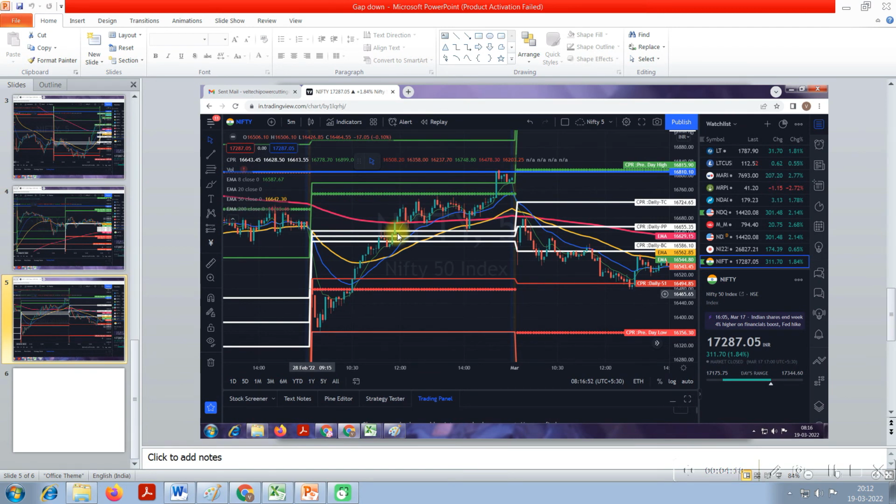It has the highest probability. Whenever the market opens with a gap up or gap down, be careful. Don't enter at the first or second or third candle. Wait for the confirmation and then take a position. Definitely you will end up with a good profit.